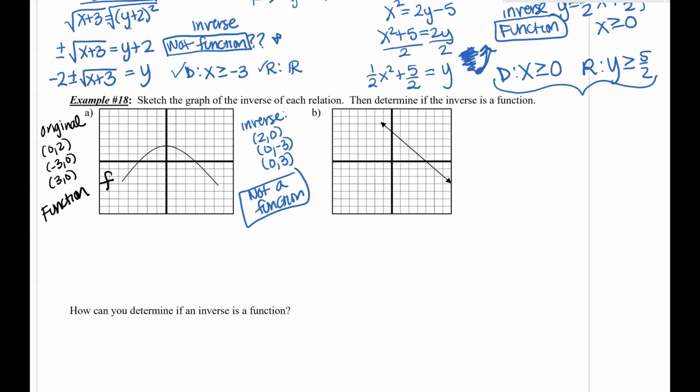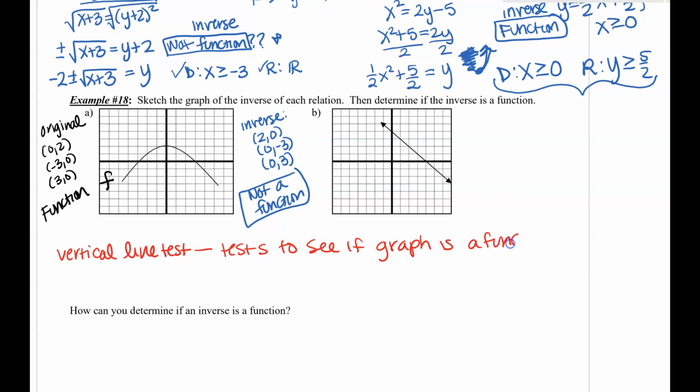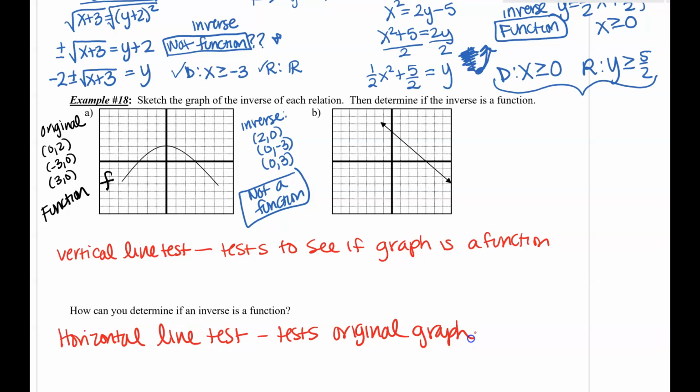So we already know the vertical line test tests to see if the graph is a function. The graph you are actually viewing is a function, like we said. So this one passes, it's a function. There is another test called the horizontal line test. So the lines are running the other way, like a reflection of a vertical line, okay? It tests an original graph, but it doesn't actually tell you anything about this graph.